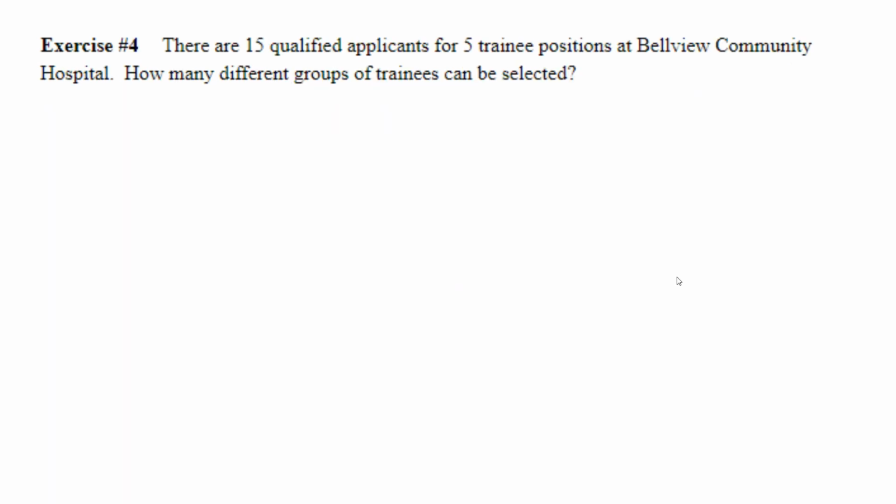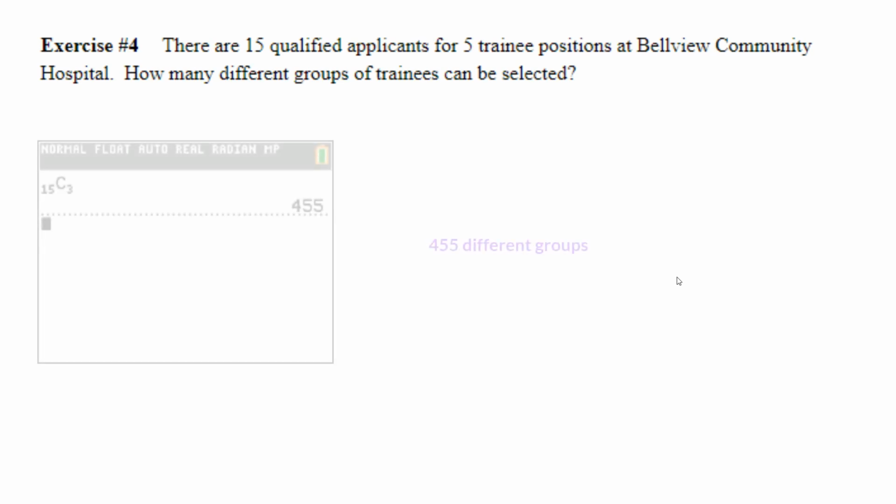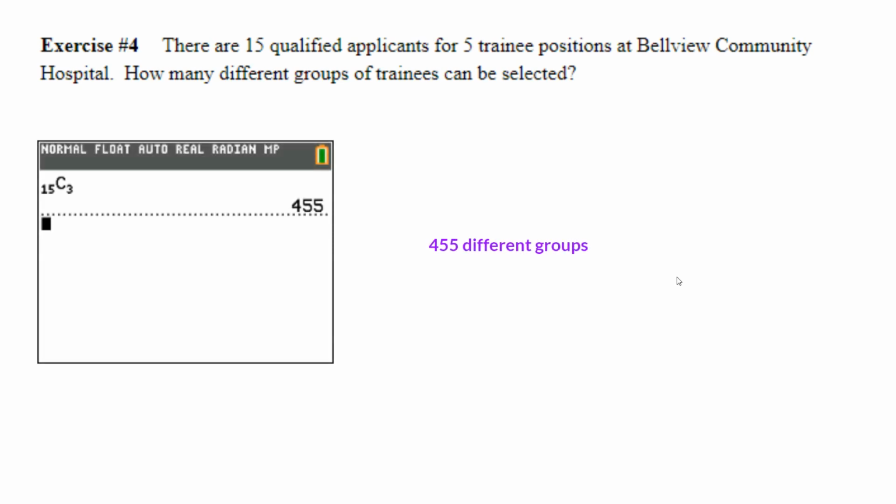Number 4, 15 qualified applicants for 5 trainee positions at Bellevue. How many different groups of trainees can be selected? So this is actually a combination because it doesn't matter in which order these 5 people are picked. So if it doesn't matter what order these trainees are picked, this is a combination. 15 people taken 3 at a time or in groups of 3. So 455 different groups.